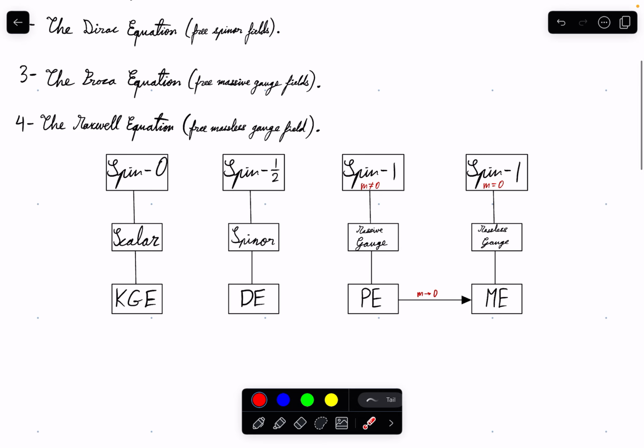You've never heard of the Proca equation before? That's fine. It's very simple. It's basically just a massive version of the Maxwell equation.